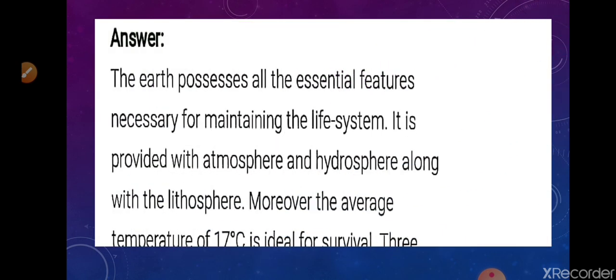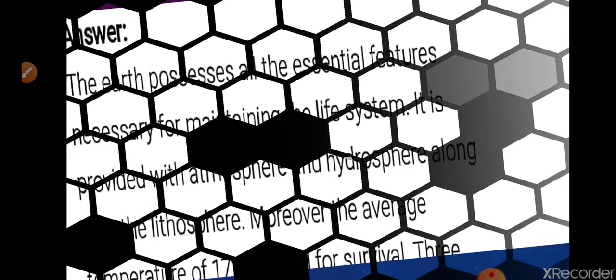Now I am moving to question number 3c. First one: the earth is a habitable planet. So answer is here: the earth possesses the essential features necessary for maintaining the life system. It is provided with atmosphere and hydrosphere along with the lithosphere. Moreover, the average temperature is 17 degrees centigrade for survival. So first answer is clear.